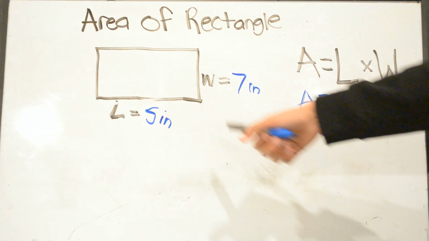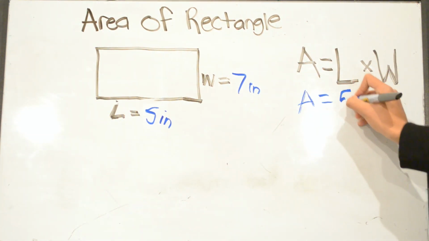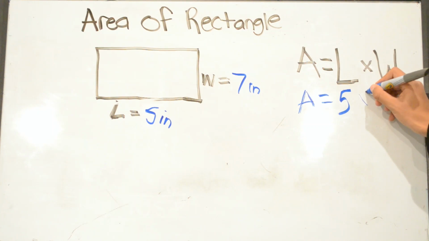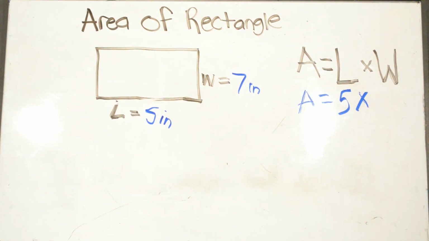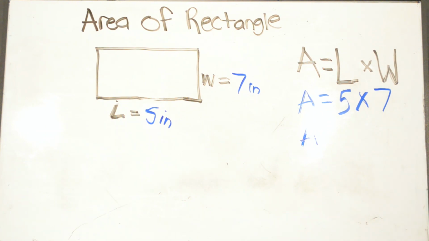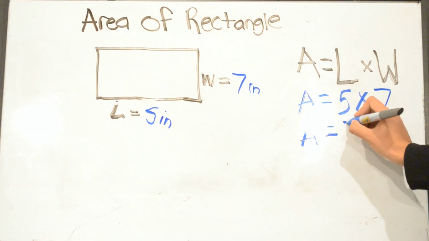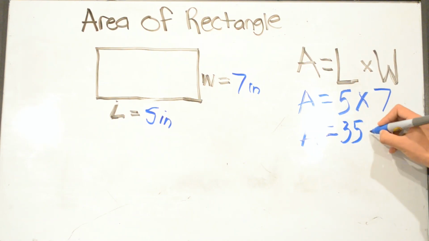Our length is 5 inches, so we're going to write 5 times our width, which is 7 inches. 5 times 7 equals 35 inches squared.